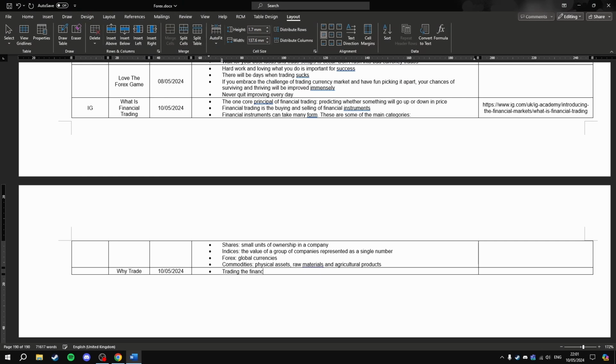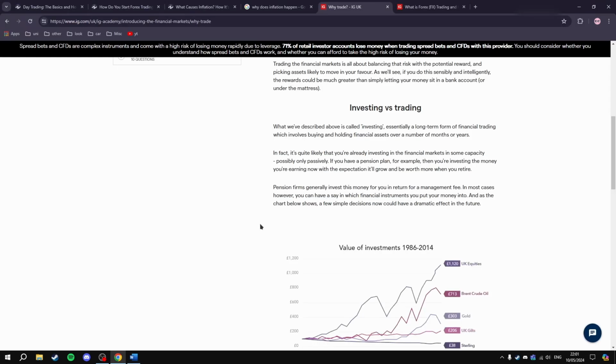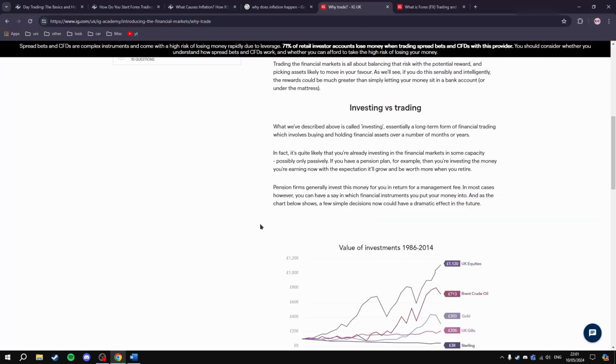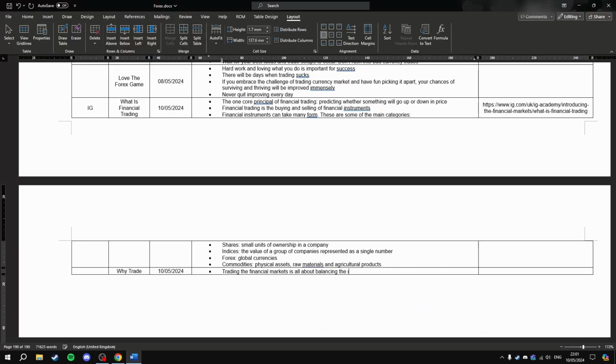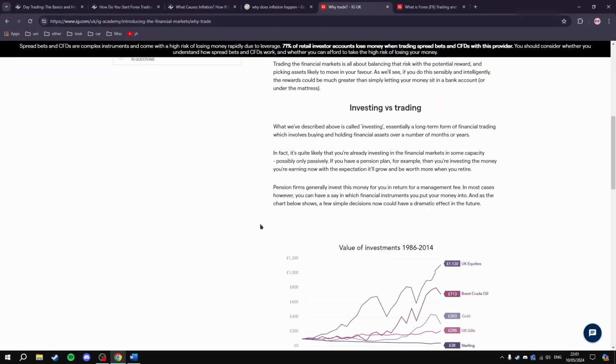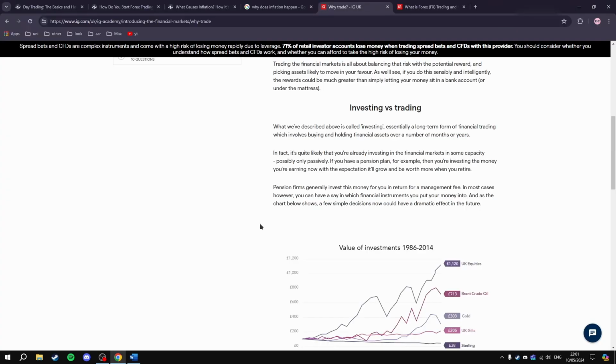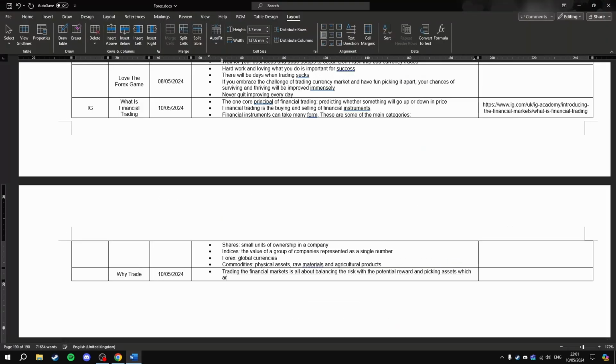So trading the financial markets is all about balancing the risk with the potential reward, and picking assets which are likely to move in your favor.